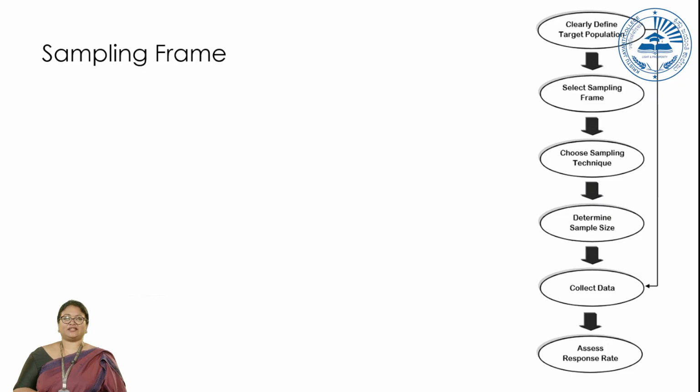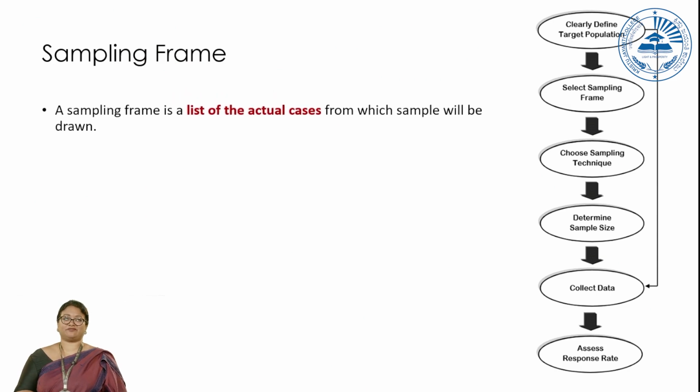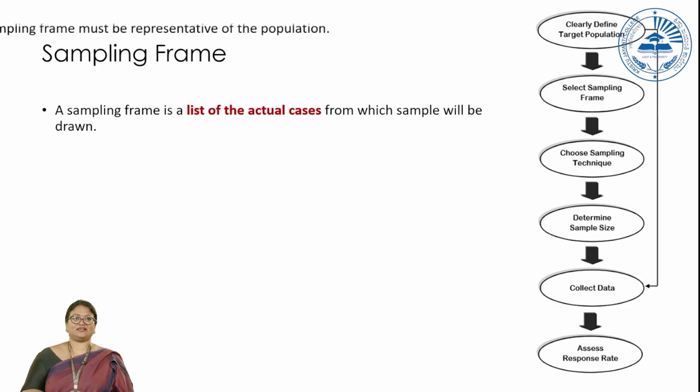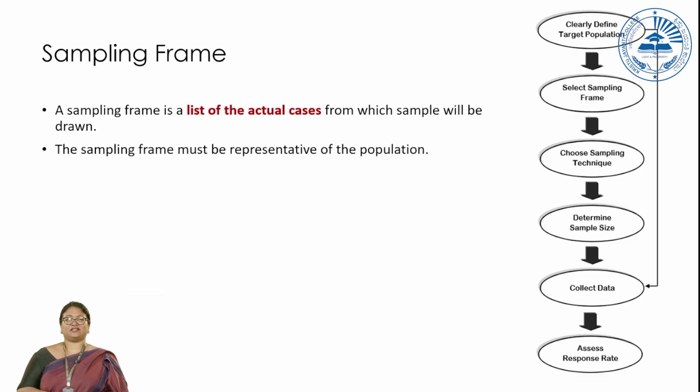Now we'll try to find out what is the sampling frame. On the right hand side of the PowerPoint, you are able to find out some processes for the sampling frame. It is a list of actual cases from which the sample will be drawn. So if I am taking college students as my example, the college students will be the list of actual cases, that is my entire population from which I am going to gather the data. It is also a frame that must represent the population. So we are going to find out what our target is.